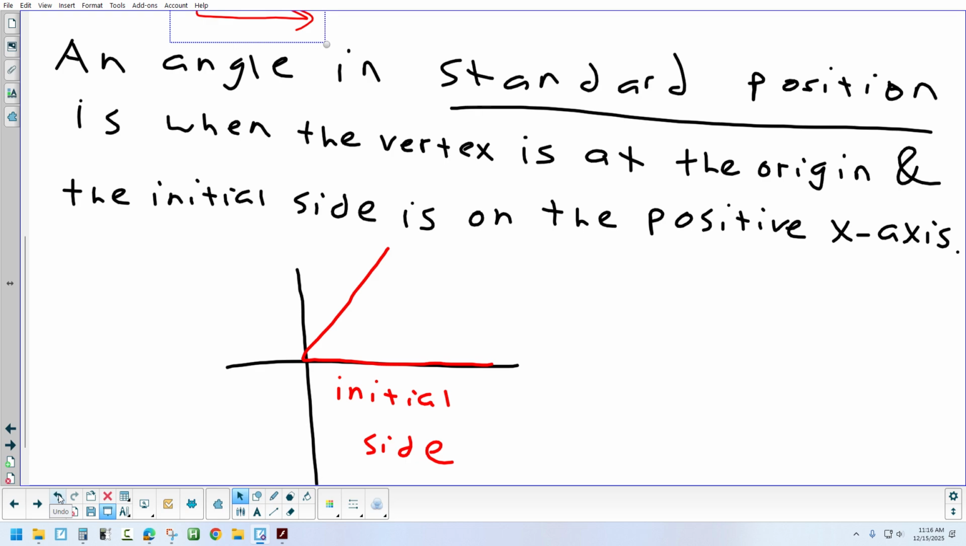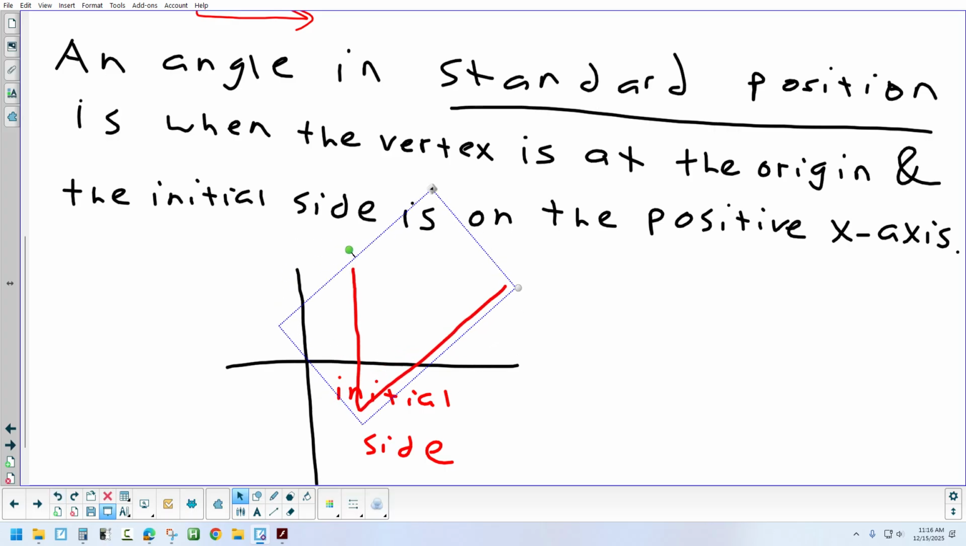How about if I did this? Is that still in standard position? No. What's wrong with that? It's not at the origin? Yeah, the vertex isn't at the origin. The initial side is definitely on the positive x-axis, but it wasn't at the origin.